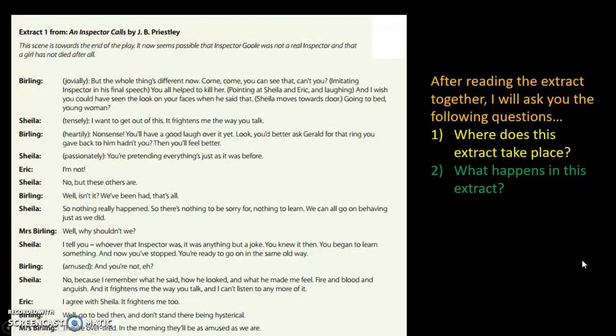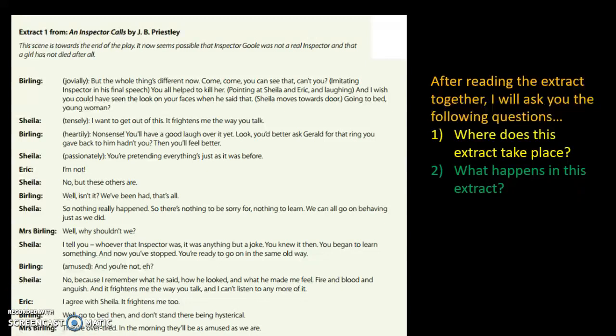So extract 1 is taken from An Inspector Calls by J.B. Priestley. This scene is towards the end of the play. It now seems possible that Inspector Goole was not a real inspector and that a girl has not died after all. So please feel free to pause the video at this point before you answer the questions on the right hand side, just to familiarise yourselves with it.